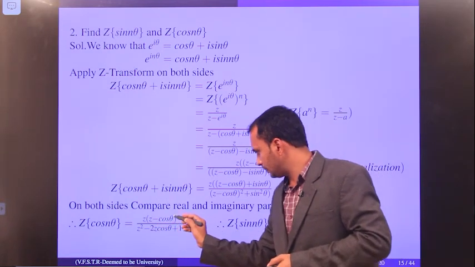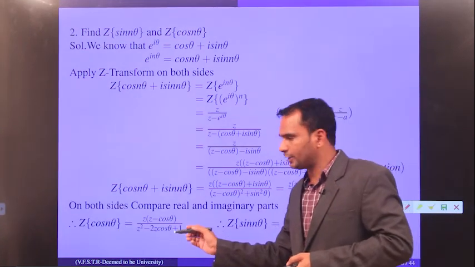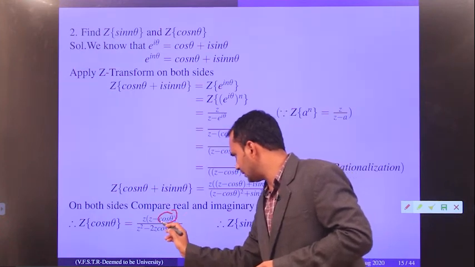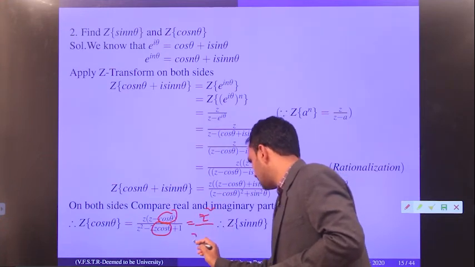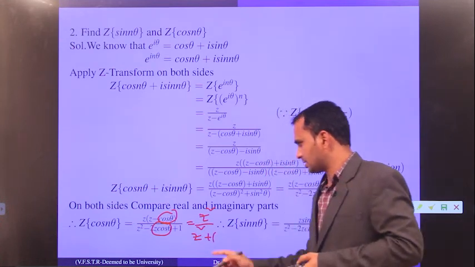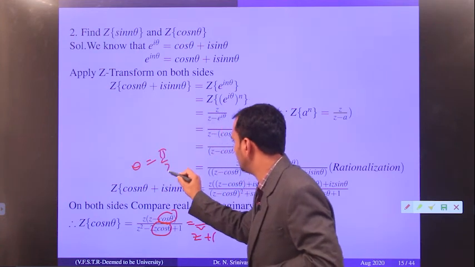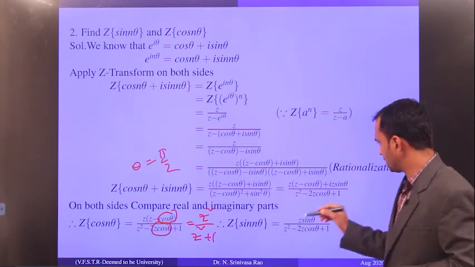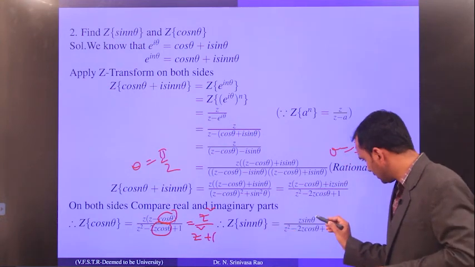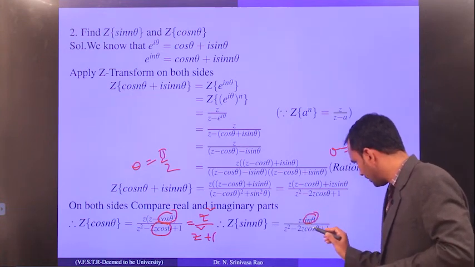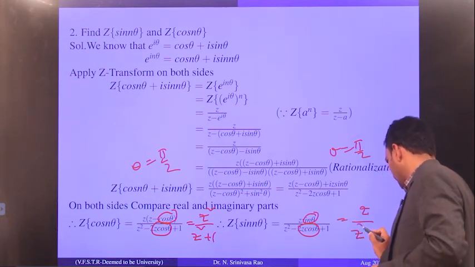What is cos pi by 2? It is 0, so this term is 0, and this term also is going to be 0. Therefore you get z square by z square plus 1. This is Z of cos n pi by 2. And similarly Z of sin n pi by 2: if you substitute theta equals pi by 2, sin pi by 2, sin 90, is 1, and cos pi by 2 is 0. Therefore you get z by z square plus 1.